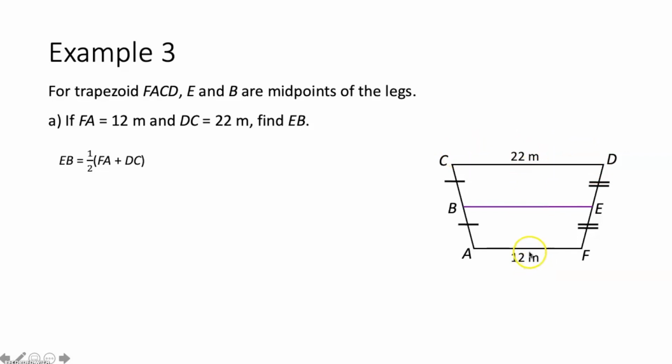So let's do that. The measure of segment FA we know is 12 meters. That goes in here. The measure of segment DC or CD is 22 meters. That goes in here. We add those together, multiply it by half, and we end up getting 17 meters for the measure of segment EB, our midsegment.